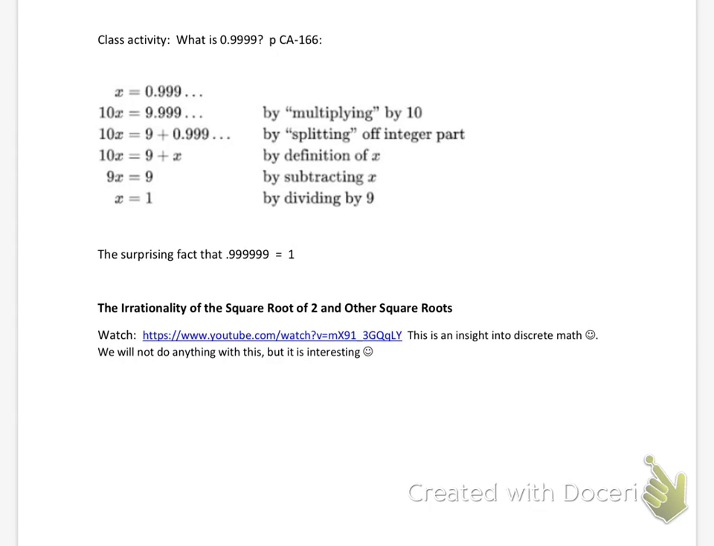Okay, there's a section on irrationality of the square root of 2 and other square roots. So I've given you this YouTube video, which is very interesting, but know that we are not going to go into a lot of this. This is going to be a little part of discrete math that I'm giving you a glimpse of. We will not, however, do anything with this, but it is rather interesting. So if you have time, please watch this YouTube video. So that ends 8.4 to 8.6, and I'll see you in class, and we'll start Chapter 9.